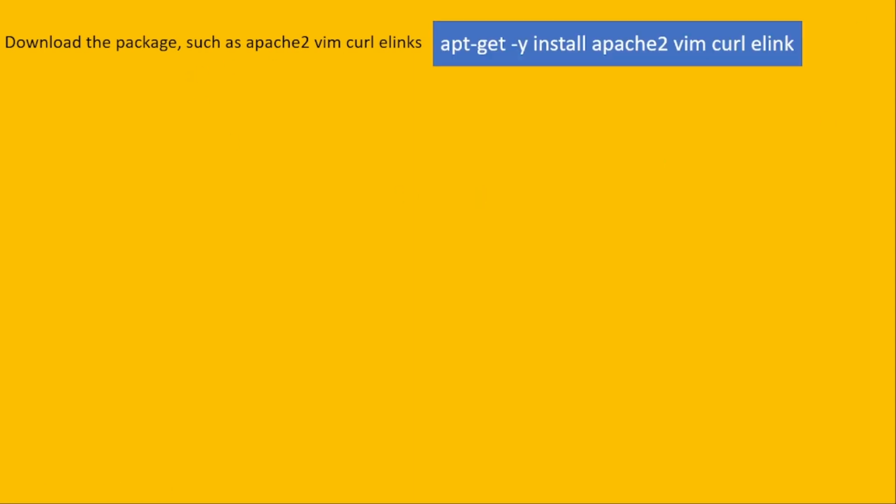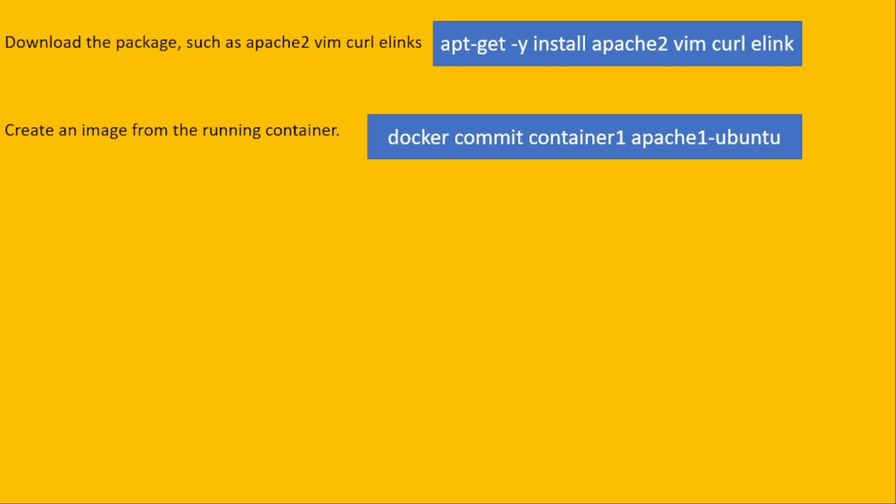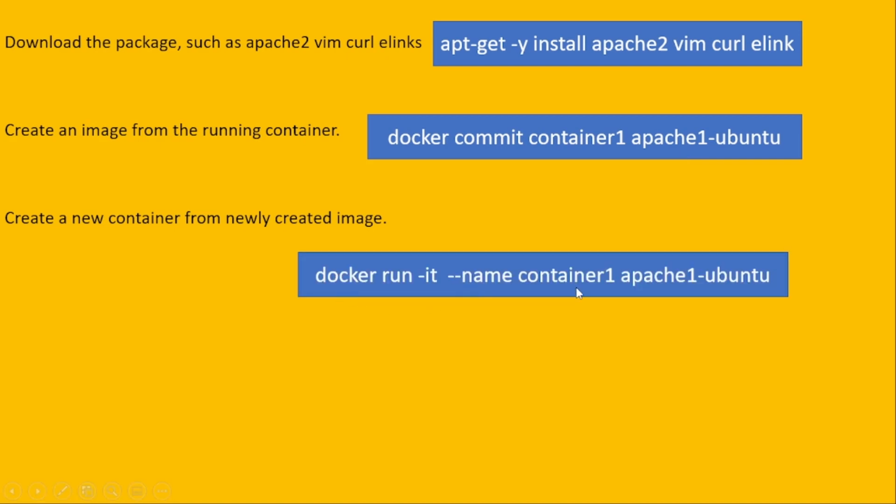These are the commands. Then download the packages such as apache2, vim, curl, elinks. So these are the packages that we downloaded. And the command we used is apt-get -y, y is to install automatically the apache2, vim, curl and elinks packages, and create an image from the running container. So we used docker container commit container1 apache1-ubuntu. So this is the new image name we used, and after that we created a new container from the newly created image. So this is the command we used, and last time if you remember we used the Ubuntu image, and now we are using our own image name, that is apache1-ubuntu.